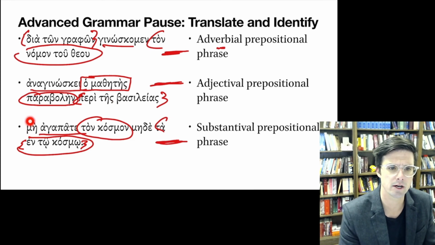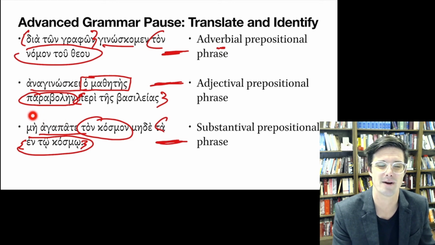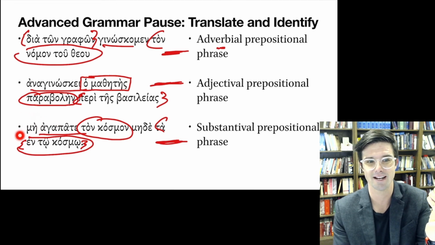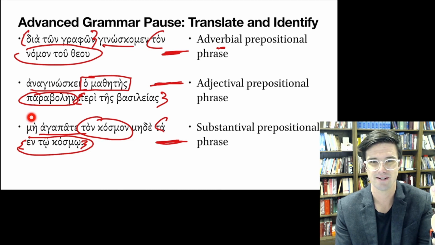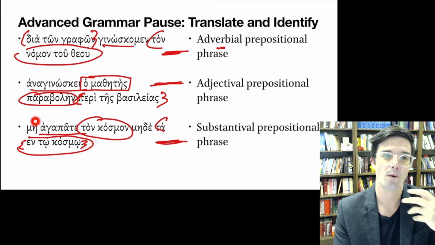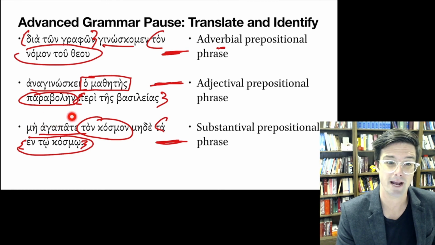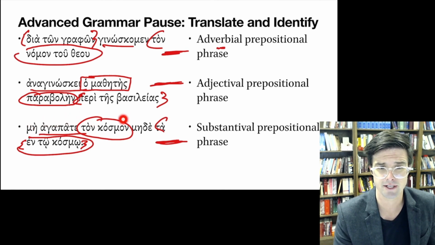And then our last one here, mē agapate, so do not love. By way of reminder, why do we have mē here instead of ou? Both ou and mē mean no, they both negate. Why is mē here rather than ou? That's right, because ou negates indicatives, whereas mē negates non-indicative verbs. So here we have an imperative, a command: don't love. The thing you're not supposed to love is the world.